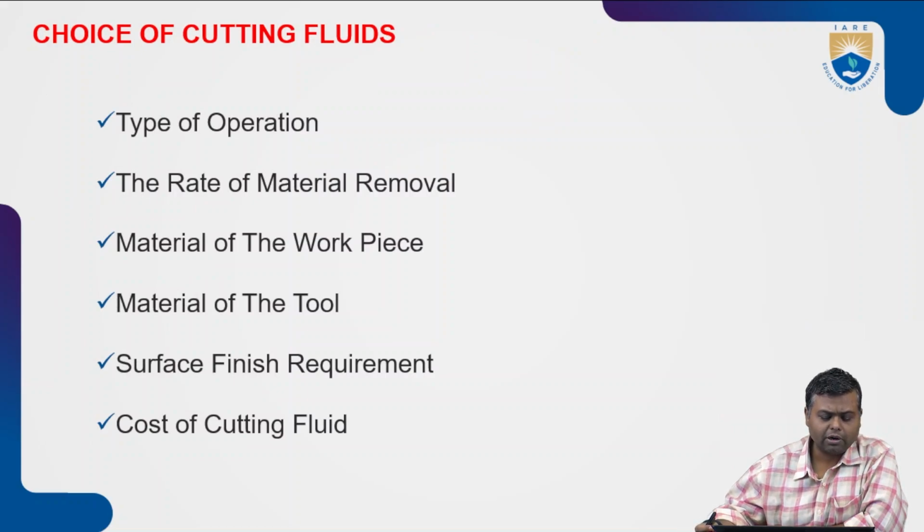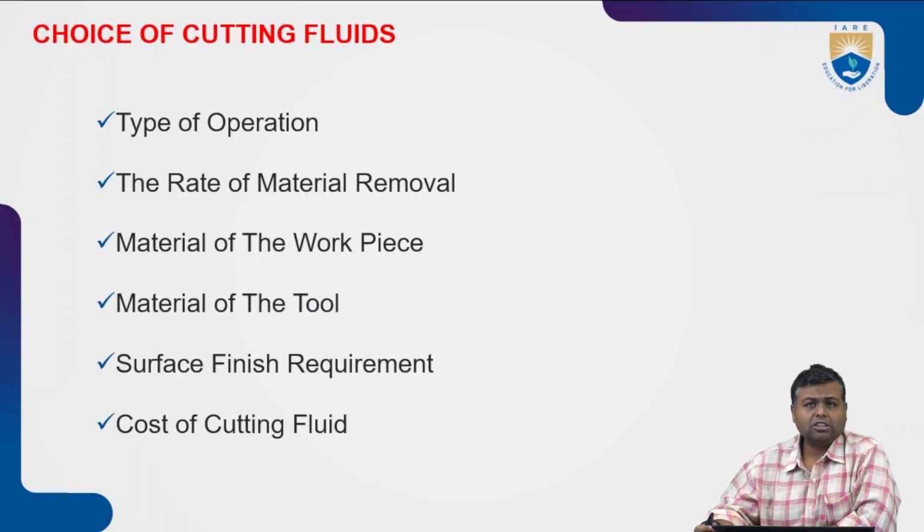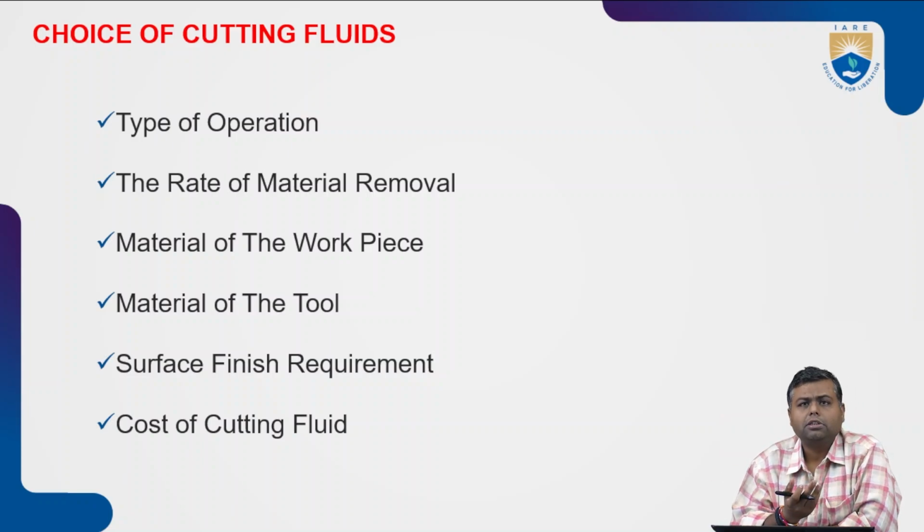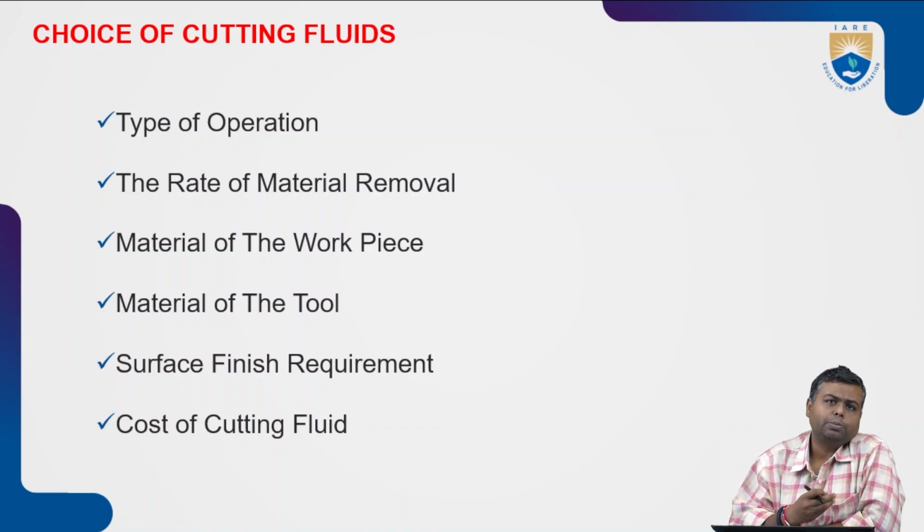Next, how are you going to choose the cutting fluid? It depends upon different properties or factors. The first factor is the type of operation we are doing. The type of operation also depends upon the level of the parameters we are taking. If the levels of the parameters are very high, that means depth of cut is very high and cutting speed is very high, the operational way is also different. So the type of operation, whether you are doing it on a lathe, facing or turning, depends upon the nature of the operation.